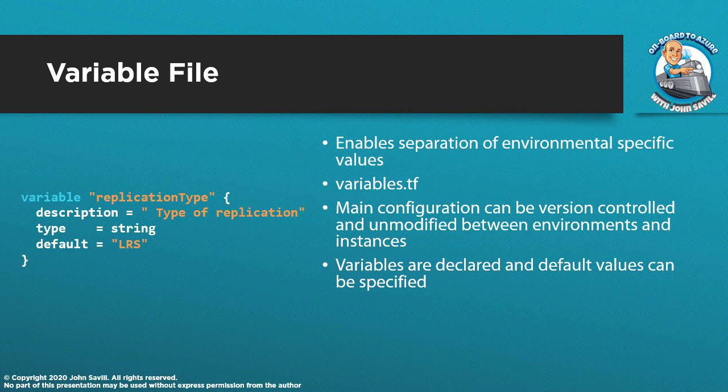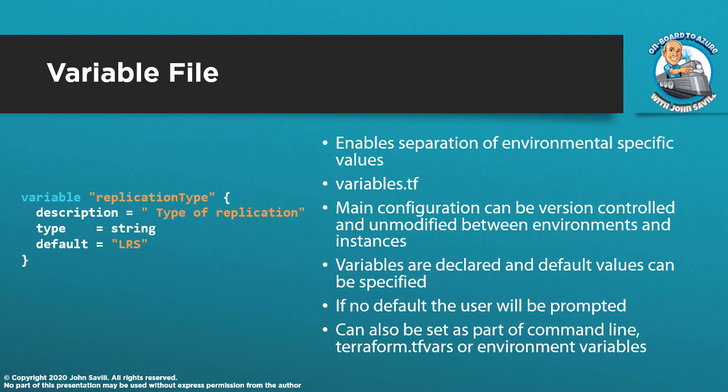These variables are declared and I can set default values. If there is no default, the user will be prompted. And I can also set variables as part of the command line, which I showed earlier. I can have a terraform.tfvars file. I can set environment variables. So I have all these different things. And in order of precedence, a command line flag will take precedence. Then something I have in a terraform.tfvars file. Then an environment variable. Then stuff that's in my default variables.tf. And then finally, I'll be prompted. So I have all these different layers.